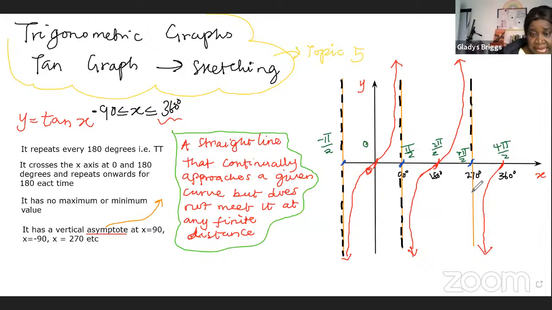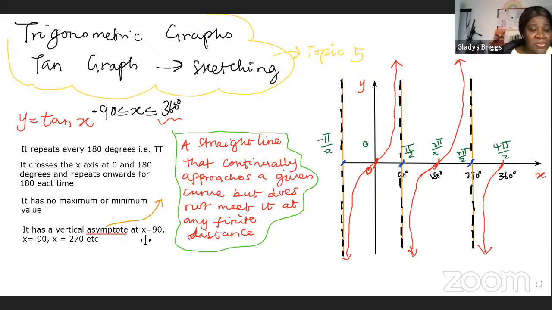I think that's looking better now. Okay, so this is what it should look like. It repeats every 180 degrees. This is the graph: 0 to 180 degrees, 180 degrees to 360. It crosses the x-axis at 0 and 180 degrees and repeats onwards. So it crosses at 0, it crosses at 180, another 180, and so on. It has no maximum or minimum values, and you indicate that using the arrows pointing upward and downwards to show that it's going upward infinity and downward infinity, yeah?